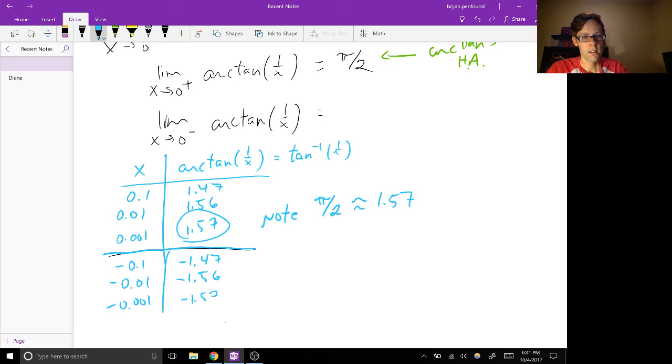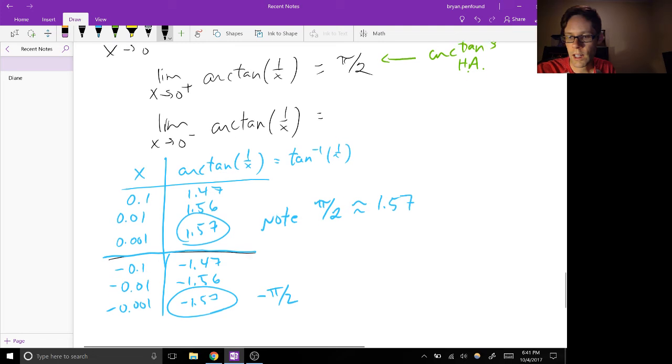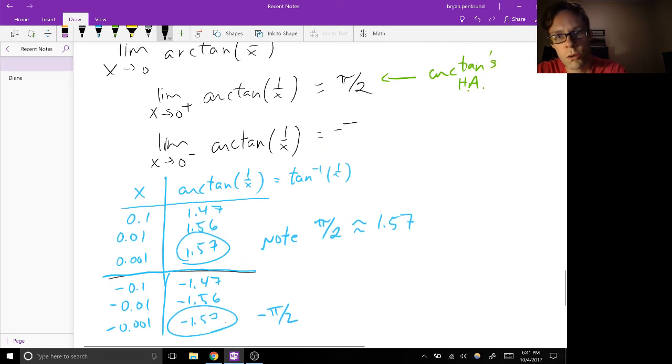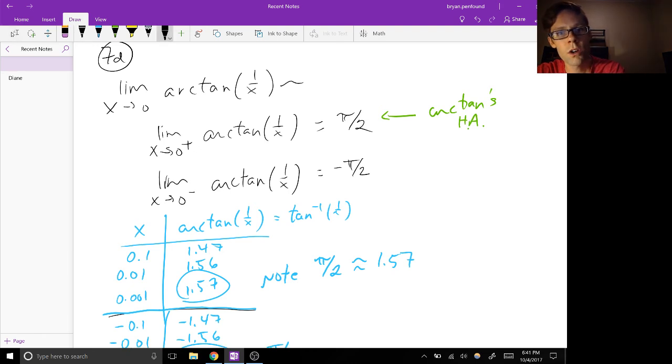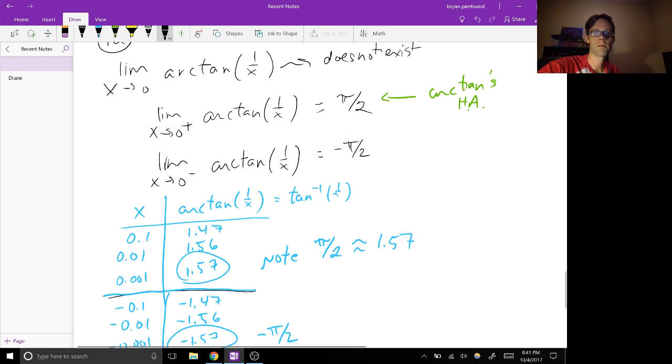Yeah. And that makes a bit more sense in my head because, again, I notice this is pretty close to -π/2, which is the other horizontal asymptote that arctan has. So as we get close to 0 from the other side, we're tending towards the other horizontal asymptote, which is -π/2. So this overall limit doesn't exist. Holy Hannah, that's a crazy one.